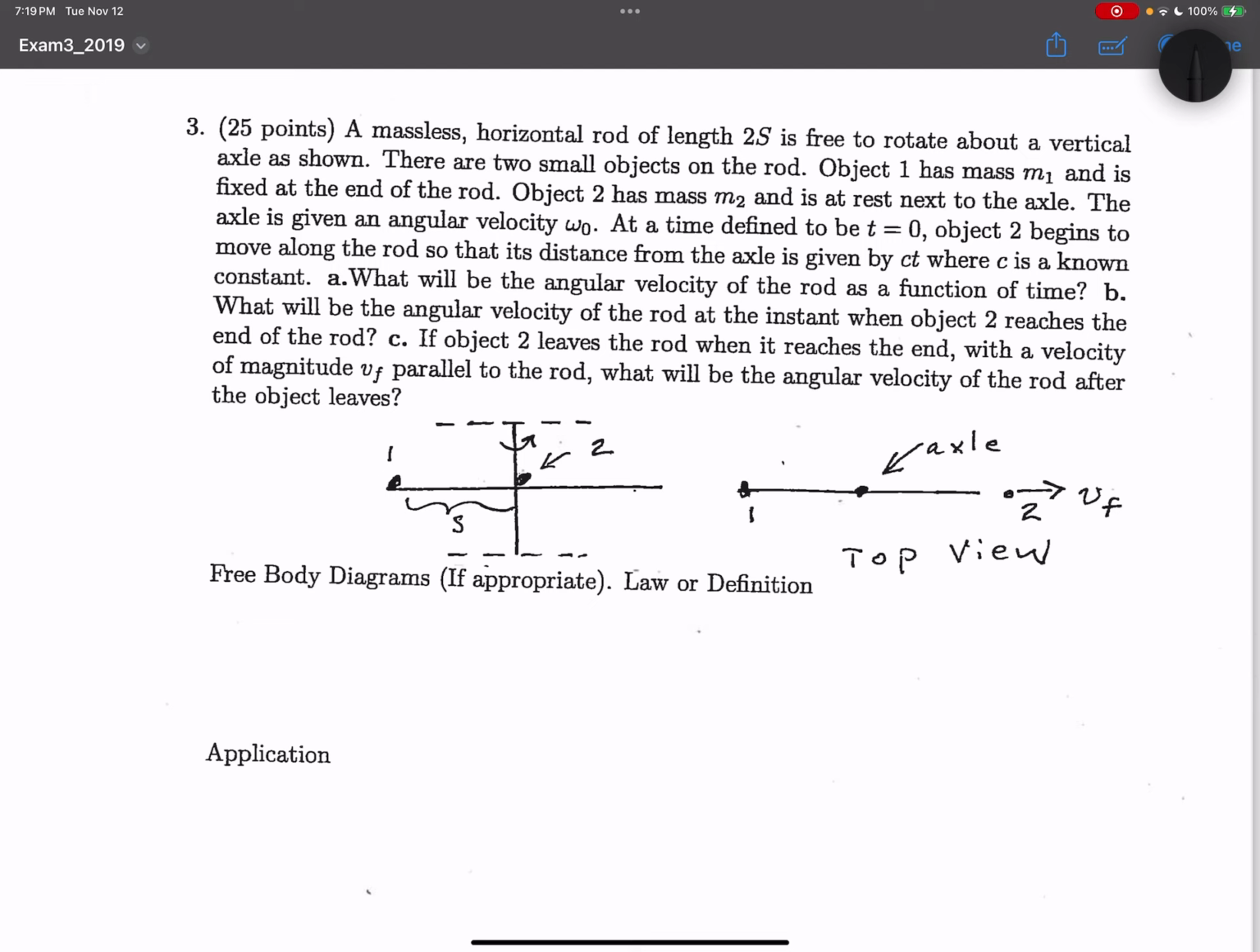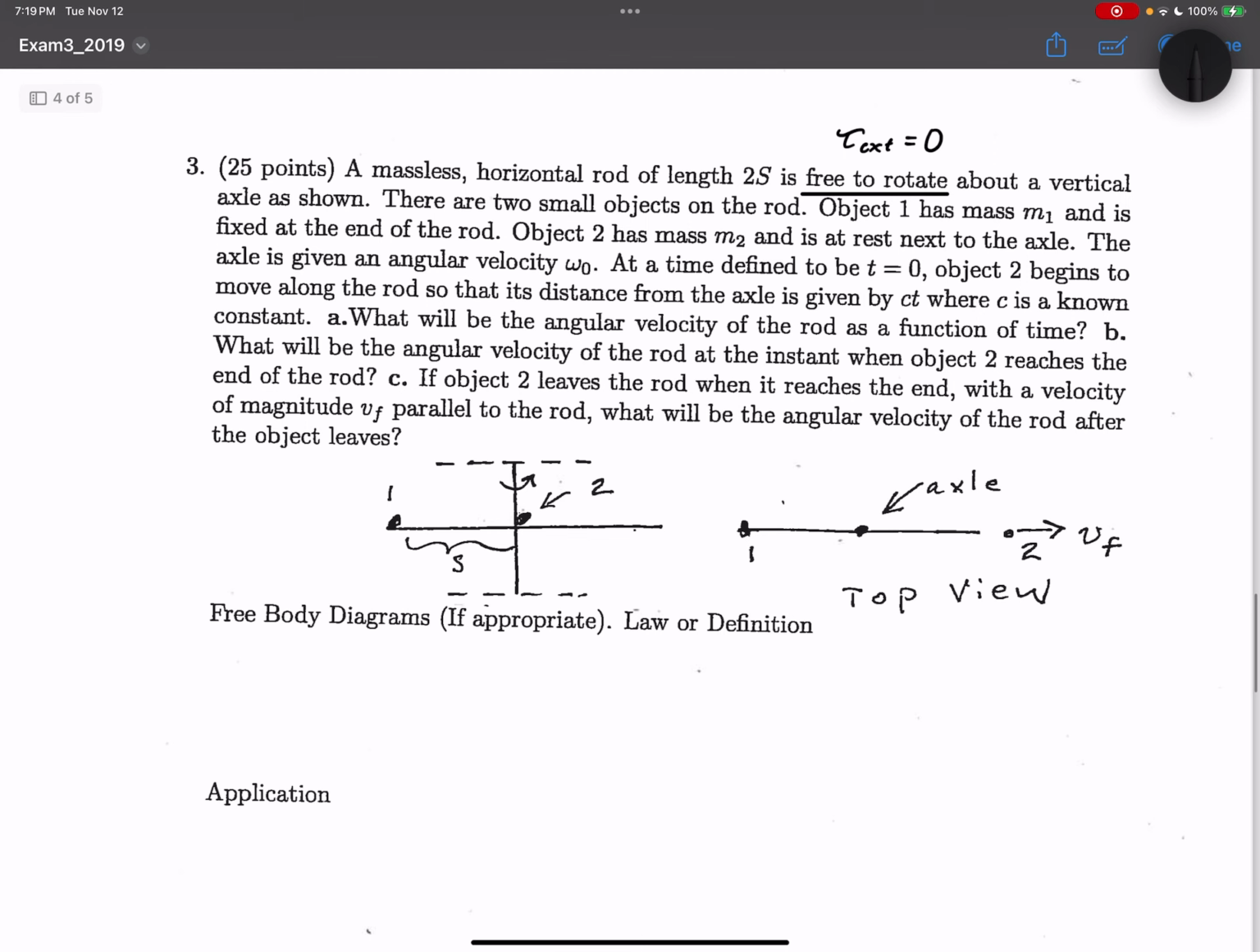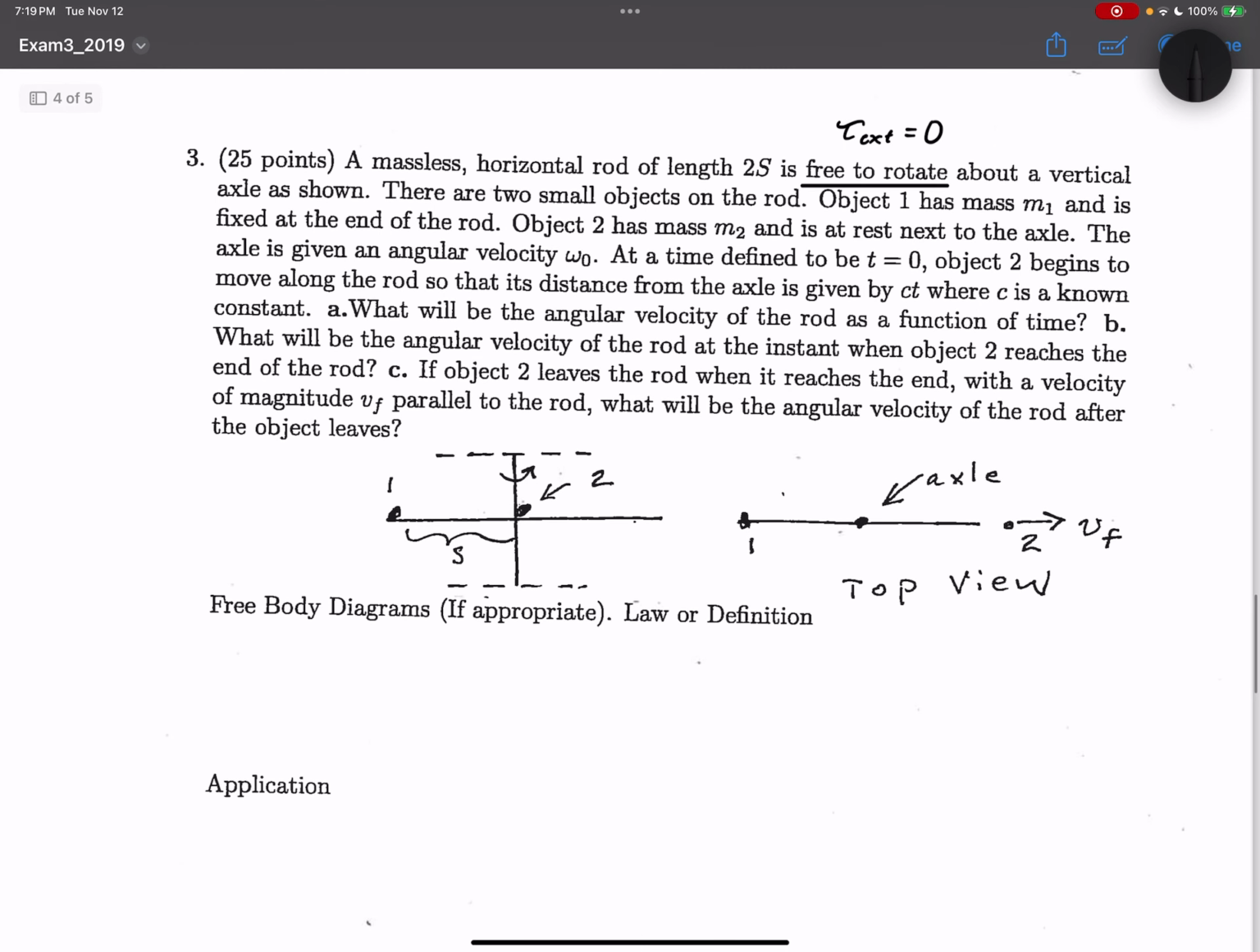A massless horizontal rod of length 2s is free to rotate about a vertical axis as shown. Free to rotate means that there's no external torque. This is most likely a conservation of angular momentum problem. Object 1 has a mass m1 and is fixed at the end of a rod. Object 2 has mass m2 and is at rest next to the axle. The axle is given an angular velocity omega naught.